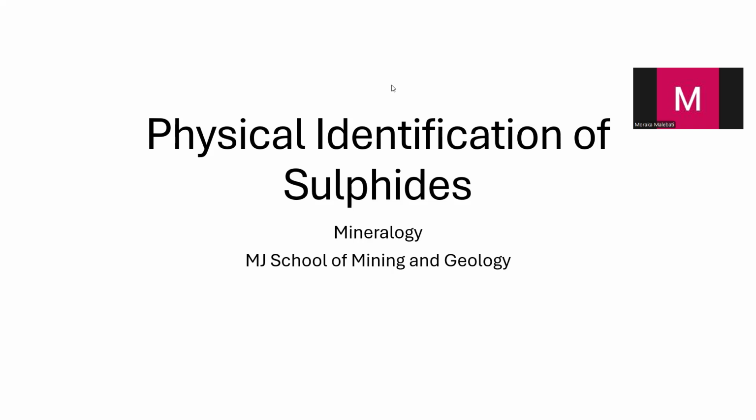So basically sulfides are formed when we combine a metal or semi-metal with sulfur. We've got complex sulfides and simple sulfides. Simple sulfides is when you have a metal combined with sulfur, whereas complex sulfides is when you have two or more metals combined with the sulfur.